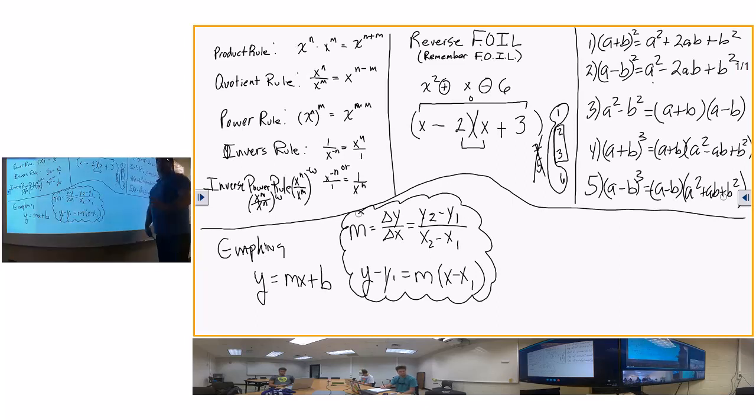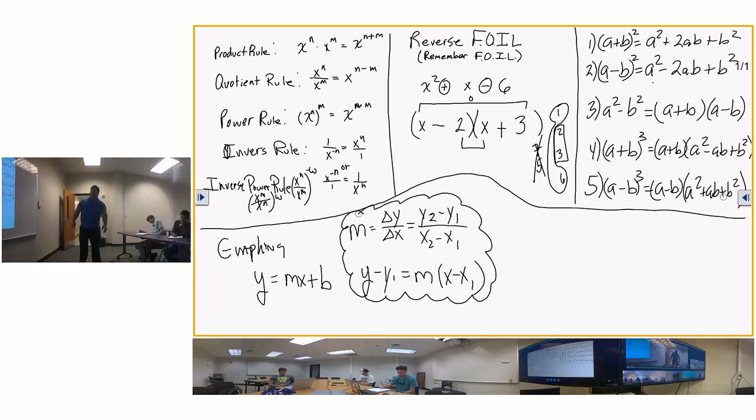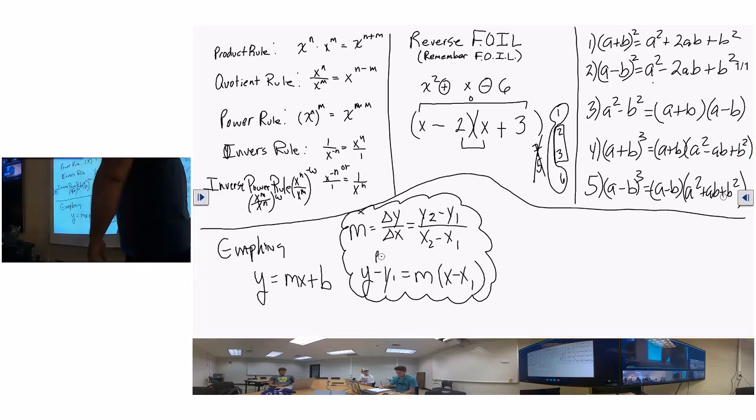Given 2 points on a line, that's the point-slope equation and the slope equation. The slope is m. The point-slope equation, you need to write that down because you may hear it.